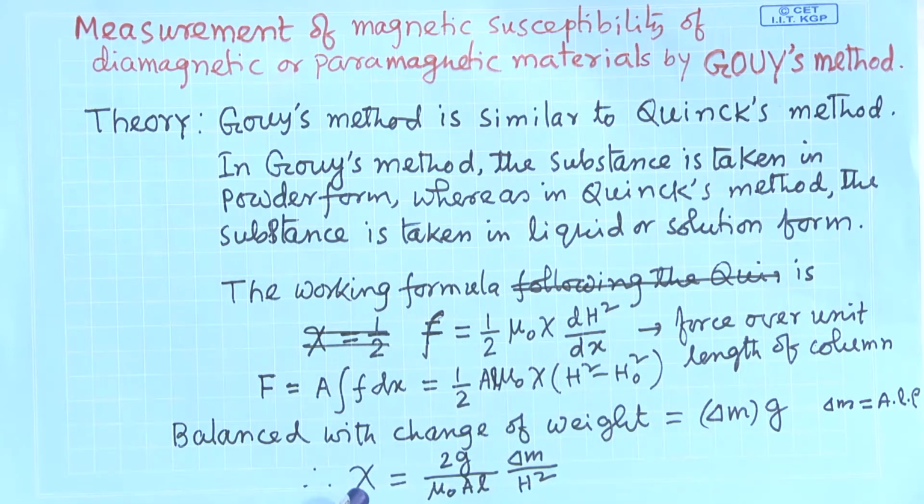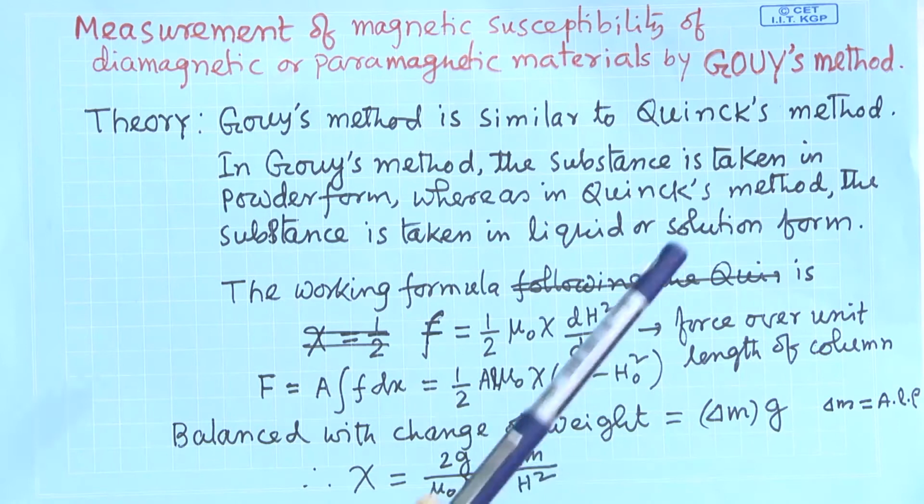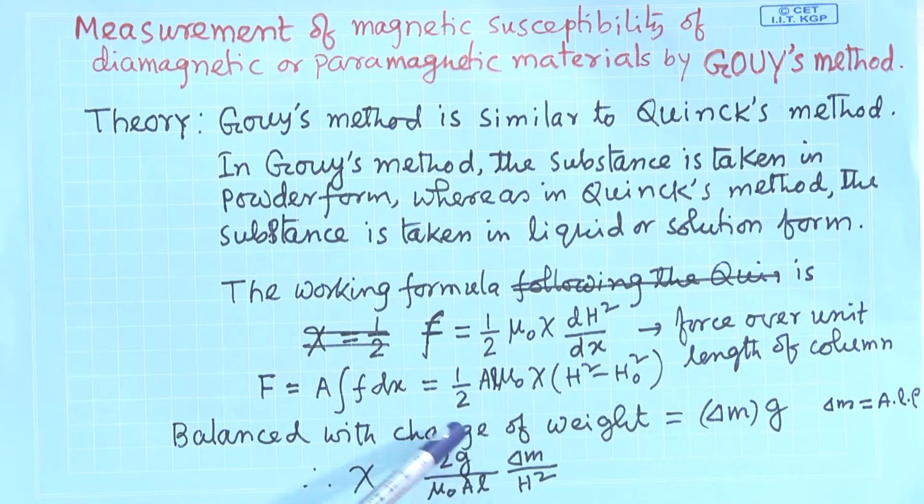So here basically chi you are getting, chi equal to... this will be balanced by this, okay. So from that chi equal to, you will get 2g del m by mu 0 AL A square, okay. So this part you can see, these are all constant, the dimension of the sample, okay.